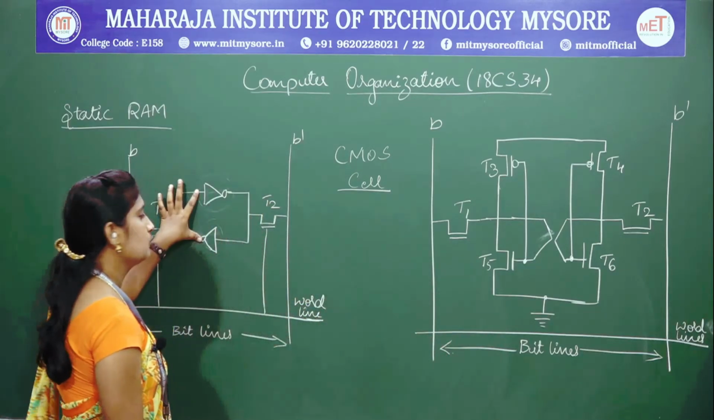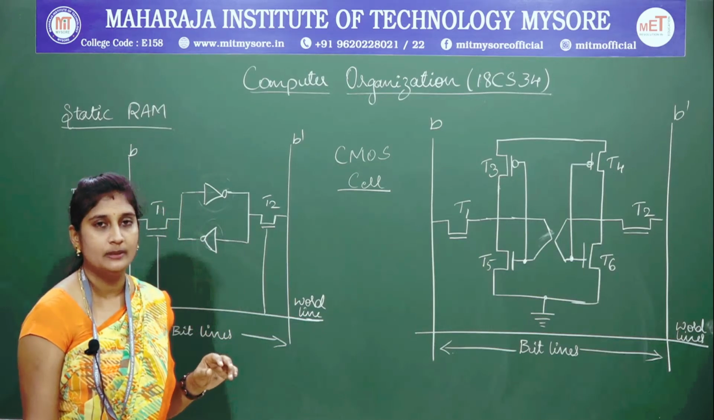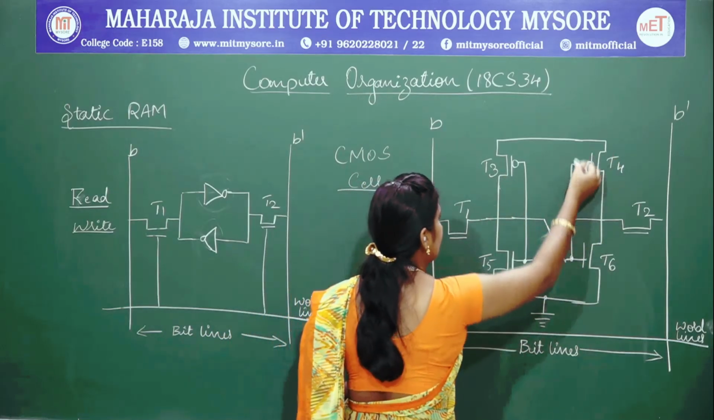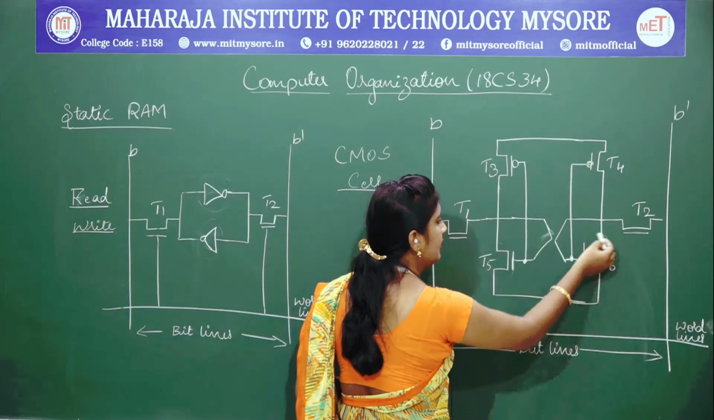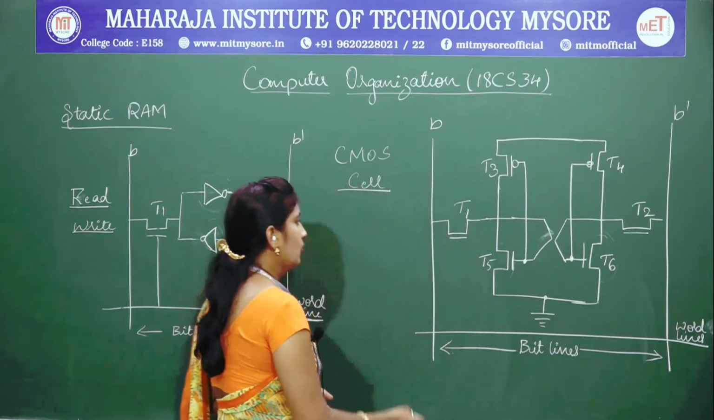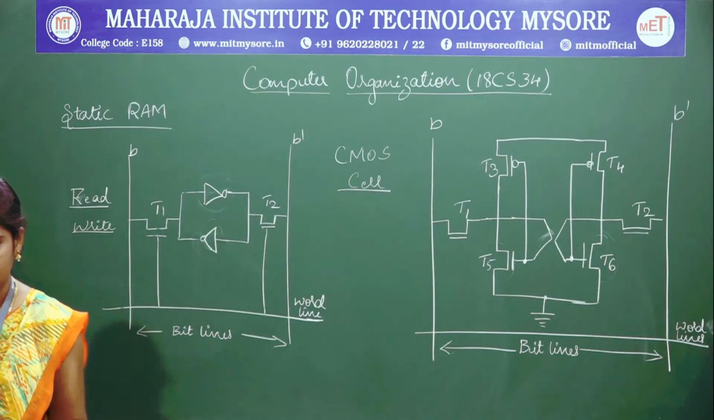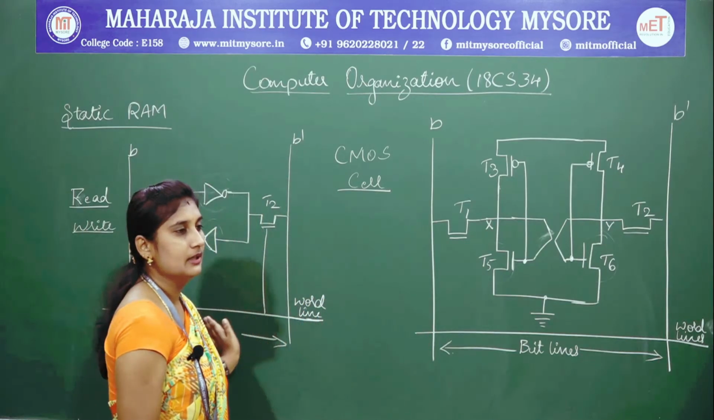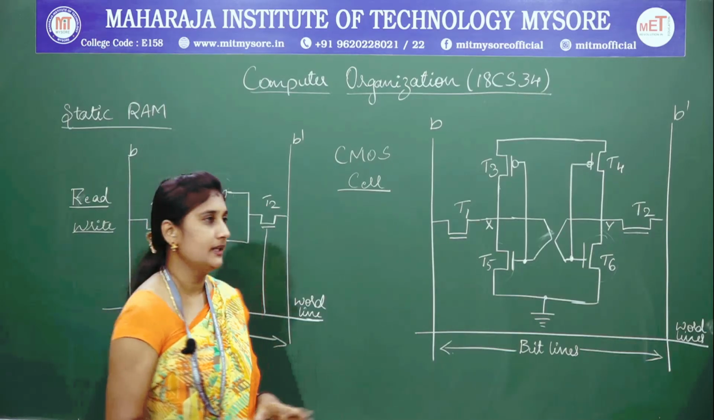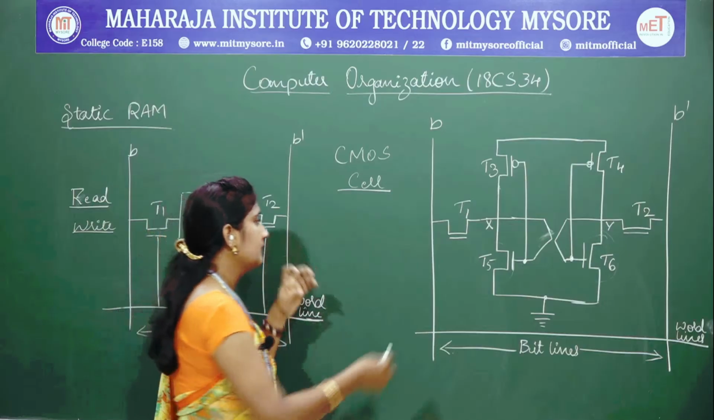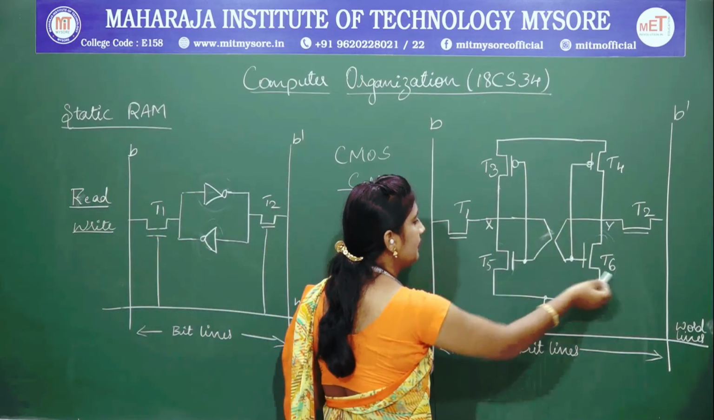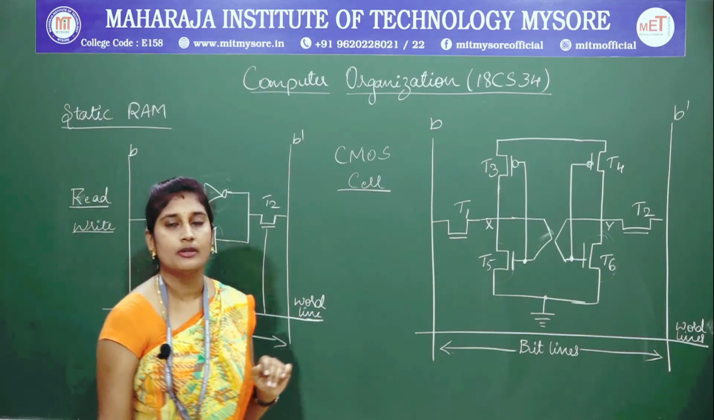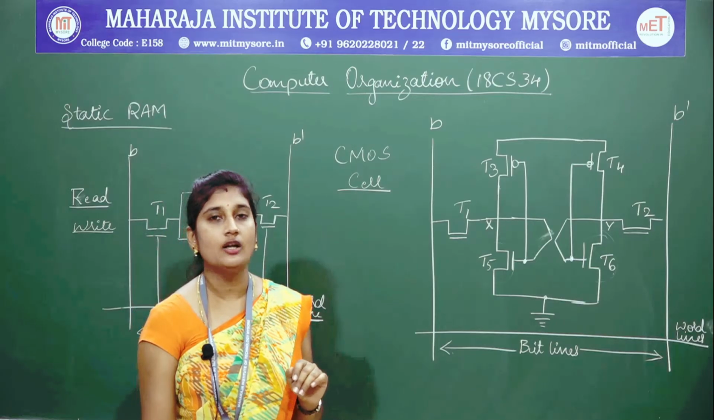So these two inverters, whatever functionality or role they were playing, will be done using four transistors T3, T4, T5 and T6. They will perform the same operation as the earlier static RAM cell. In the CMOS cell, the transistors T3, T4 and T5, T6 will form the latch, and they will perform as the inverters used in your RAM cell.